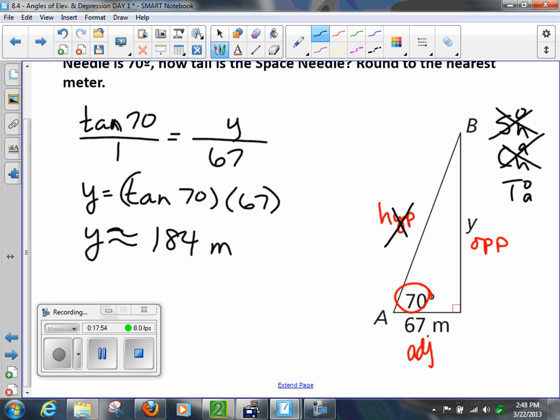If that's meters, and a meter stick's a little bit longer than a yardstick, how many feet? Take 184 and multiply it by 3, and it'll give you about how many feet tall it is. Over 500. Really, really tall. It's almost 2 football fields tall, because a football field's 100 yards, right? Pretty tall. Look at the next one.